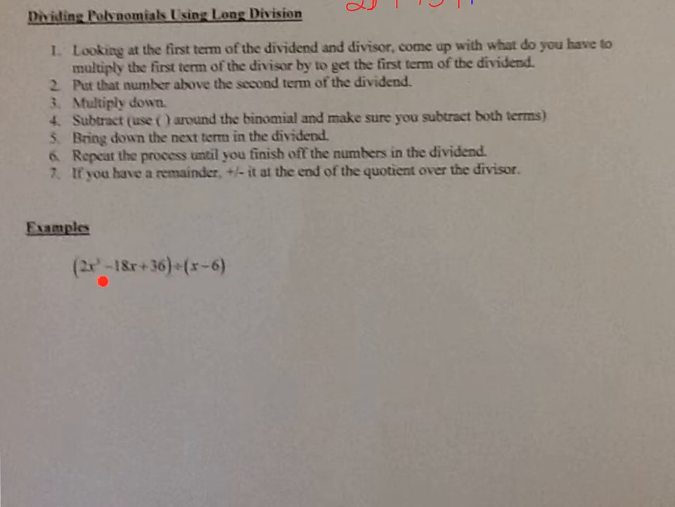Now notice that in here, I skipped down. I went from x to the third down to x. That means I'm missing a term right in here. I'm missing an x squared term. So when you're missing a term, fill in that term with a 0. So let's just write that down. When you're missing a term, use a 0.